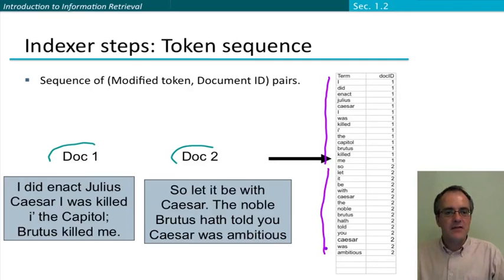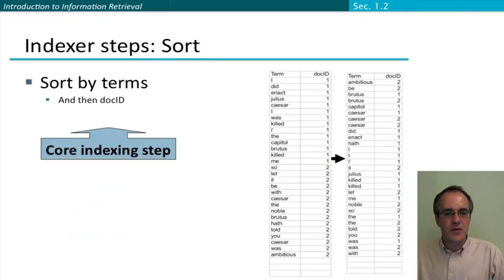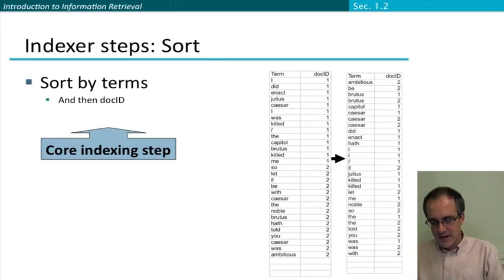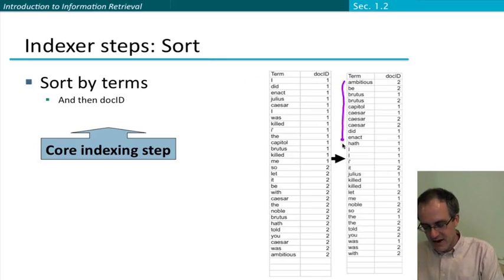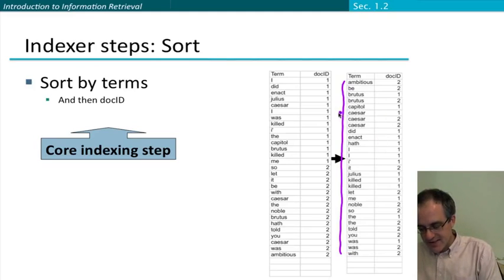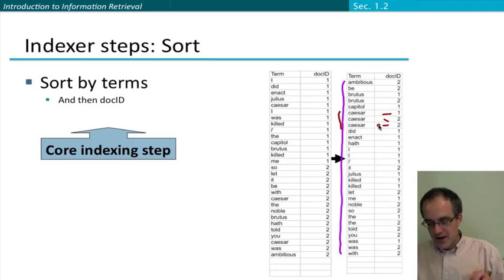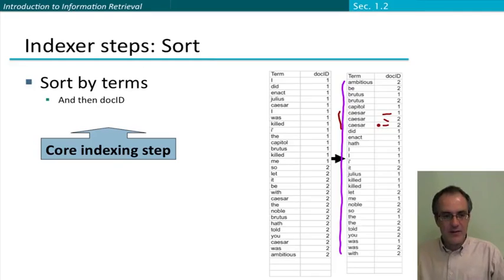So the first step is that we do a sort, and we sort as the primary key by the terms, putting them in alphabetical order. So here we have this alphabetical list of terms. And if we have the same term appearing in multiple documents, we do a secondary sort by the document ID. So the word Caesar appears once in document ID 1 and twice in document ID 2, and we're sorting it secondarily by document ID. And so that's a core and expensive indexing step.